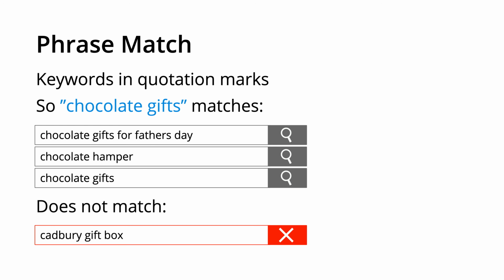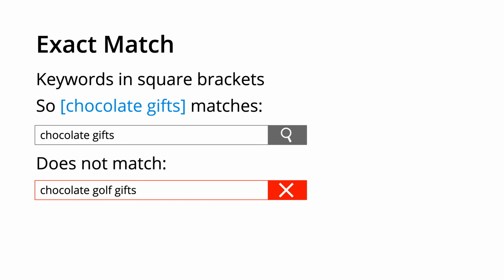This means our keyword will not match Cadbury gift box, because this does not have the same meaning as the phrase match keyword. Then there is exact match. This is where we place our keyword inside square brackets. This will then match the keyword exactly. So chocolate gifts in square brackets will match chocolate gifts, but not chocolate golf gifts.